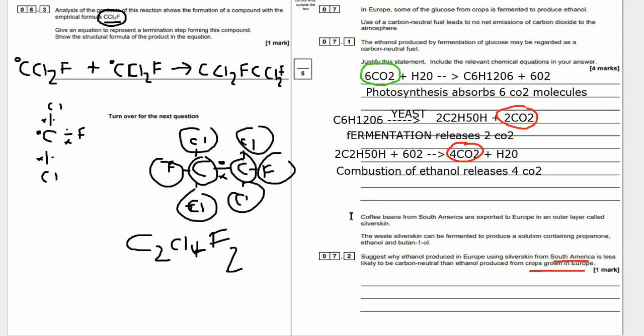And it's quite simple. How does something from South America get to Europe? By transport, by ship, by plane, and they give out carbon dioxide. So we can just put transportation releases CO2. To be fair, even in Europe, when you do the photosynthesis and grow the crops, there's going to be some harvesting of those crops before they can be fermented. And then there's going to be some transfer maybe of the ethanol to wherever it's going to be combusted in cars and stuff. So none of it is really carbon neutral, but this is going to be far less carbon neutral if you're moving the ethanol from another continent.